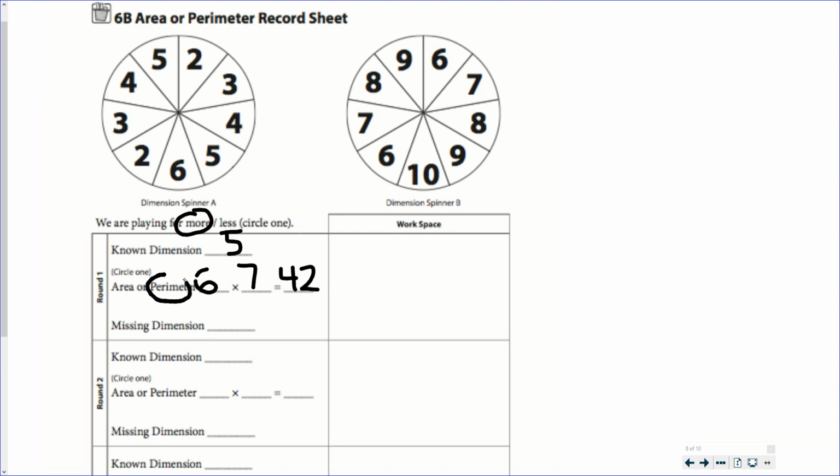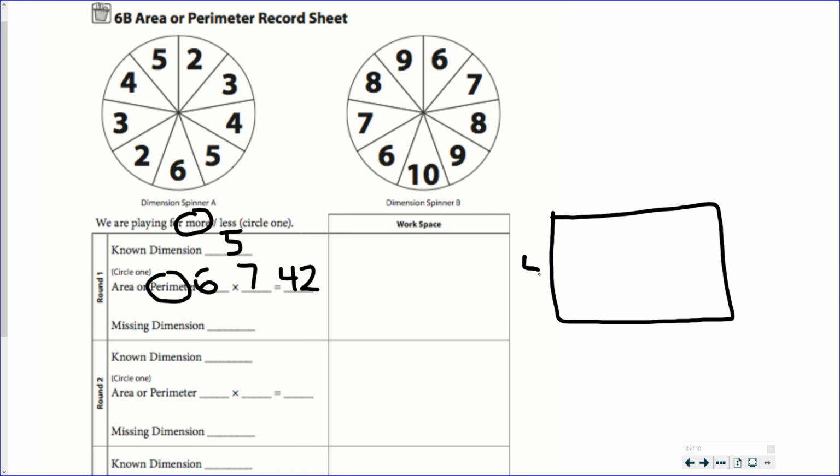Now, as my kids know, if you want to alter the rules and make it more challenging to yourself, you certainly can. If you go with area, it's going to be a little bit more challenging on figuring out that missing dimension. But the rule states, go with perimeter if it's not a multiple of that known dimension. So I'm going over here to the workspace. I like to give myself more room by going off to the side. I'm going to draw out a visual.